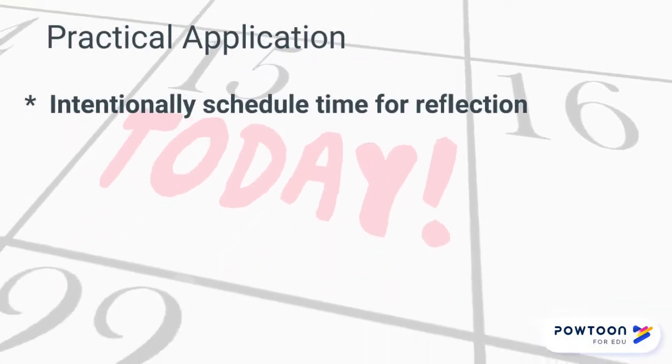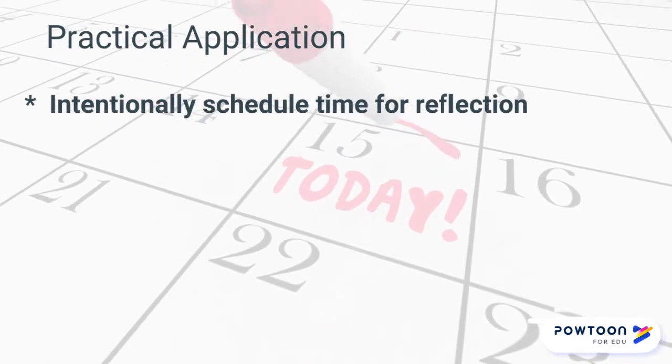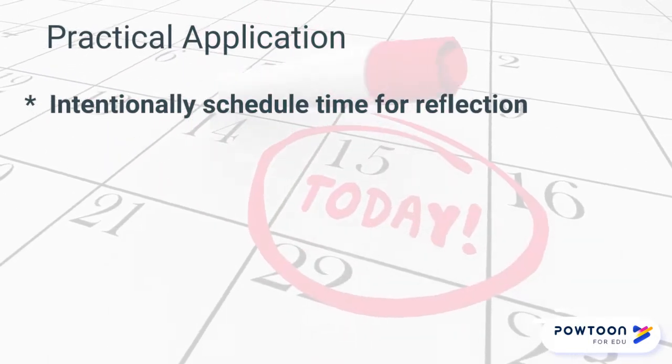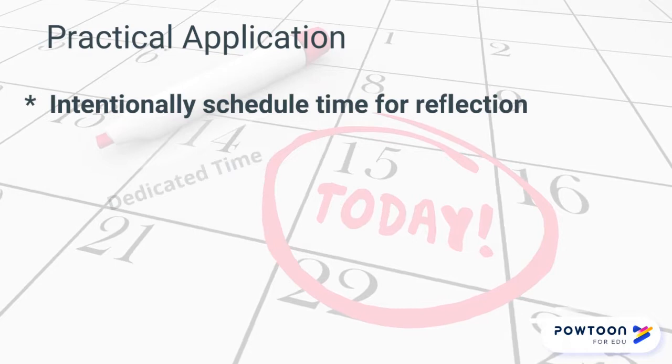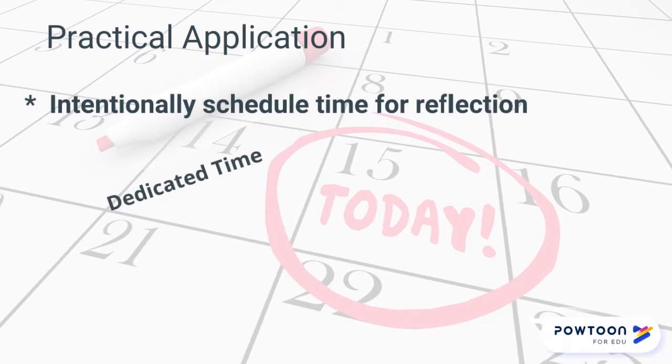First, intentionally schedule specific times for students to reflect on their performance. This will ensure that it actually happens and that the students don't feel rushed while reflecting, and it will convey the importance of the reflection process. This should be done both individually and as a team.